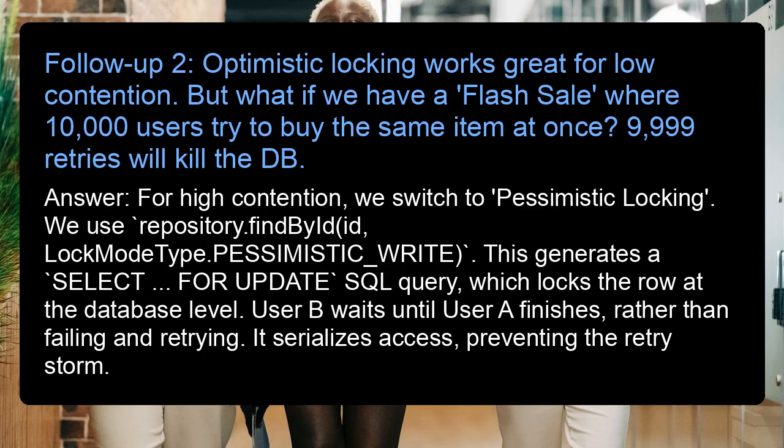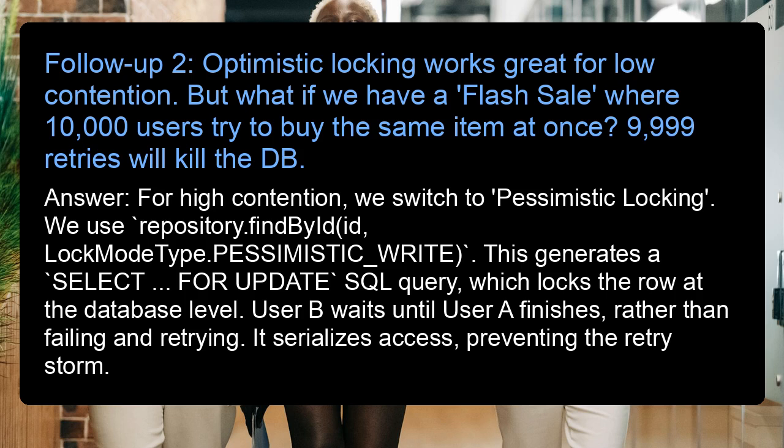9,999 retries will kill the DB. Answer: for high contention, we switch to pessimistic locking. We use repository.findById with LockModeType.PESSIMISTIC_WRITE. This generates a SELECT FOR UPDATE SQL query which locks the row at the database level.